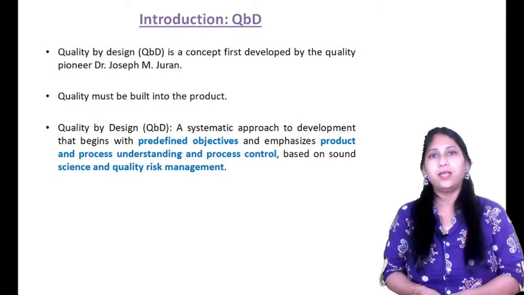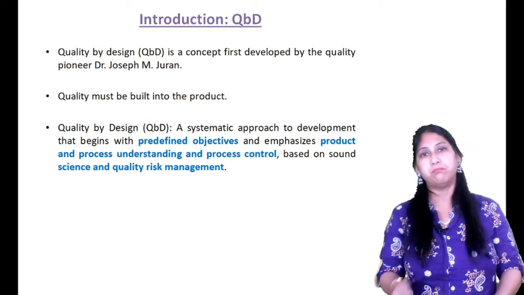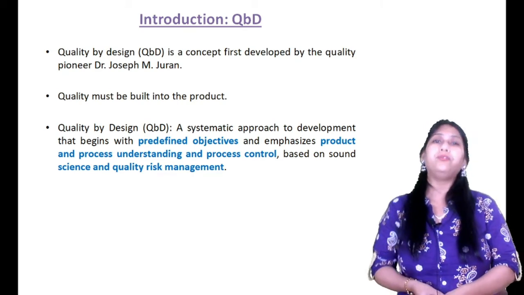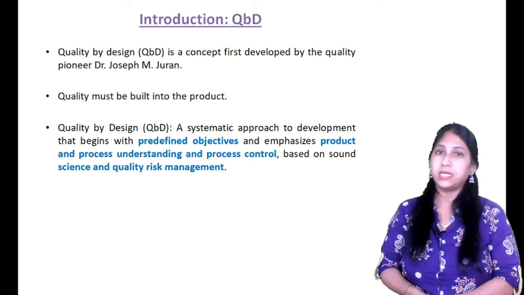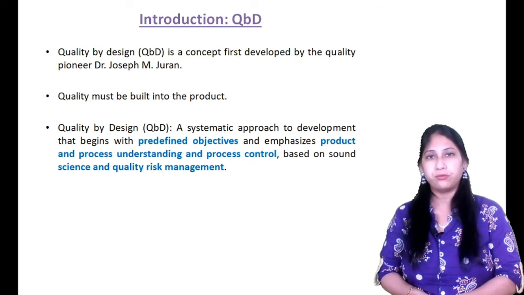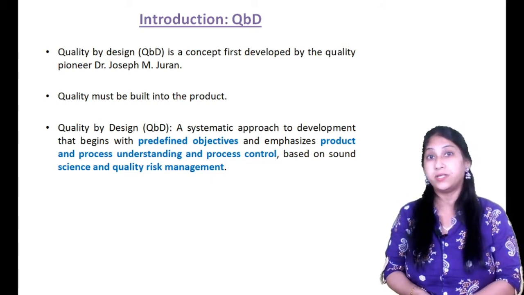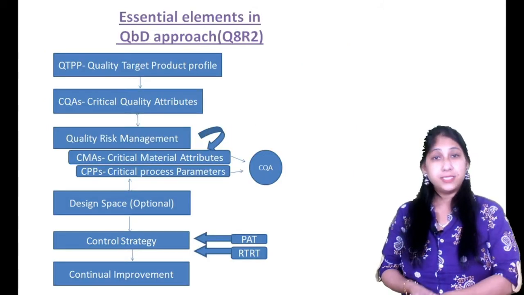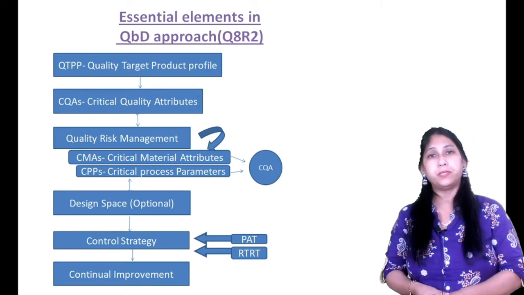So we can define quality by design as a systematic approach to development that begins with predefined objectives and emphasizes product and process understanding with process controls, and that is based on sound scientific knowledge and quality risk management principles. Let's see the essential elements associated with this QbD approach.